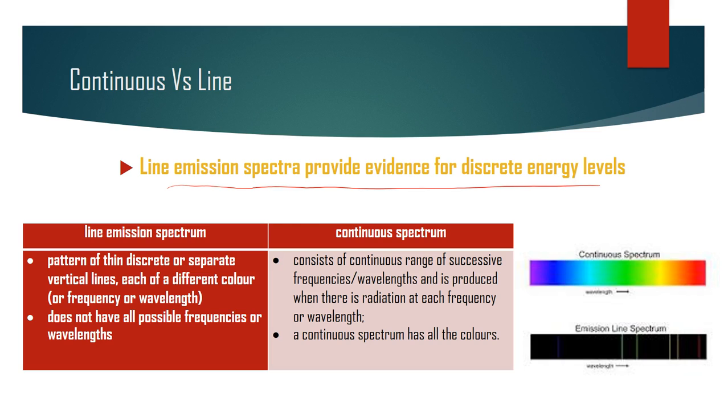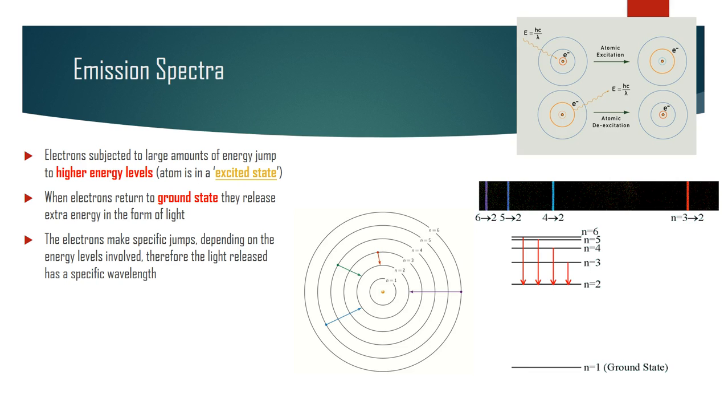So the line emission spectrum has discrete or separate vertical lines, each of a different color, and it doesn't have all the possibilities, unlike the continuous spectrum, which has all of them. The line emission spectrum is distinct for different elements, and we will look at that.